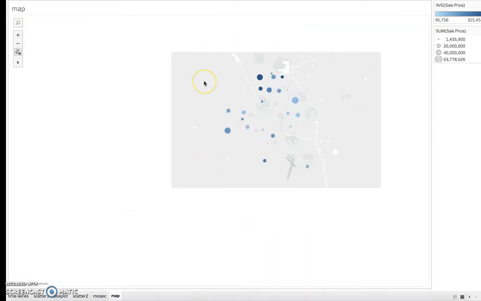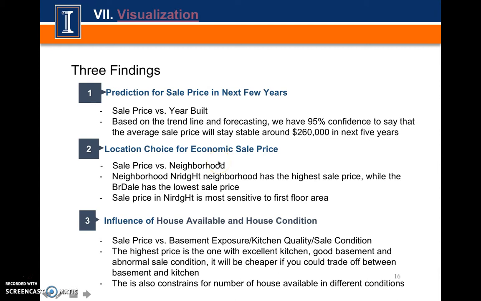After making this data visualization, we found 3 findings. The first one is that we could do some prediction based on the sales price in the previous years and forecast the next few years' sales price. Based on the trend line and forecasting in Tableau, we have 95% confidence to say that the average sales price will stay stable around $260,000 in the next 5 years.